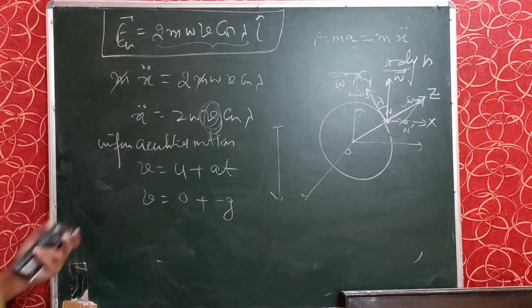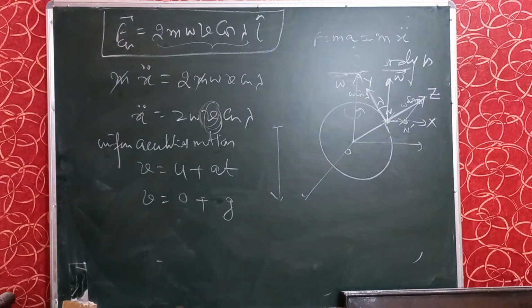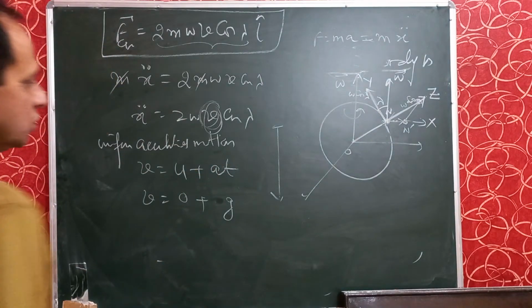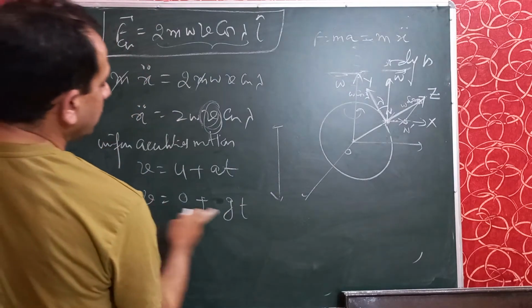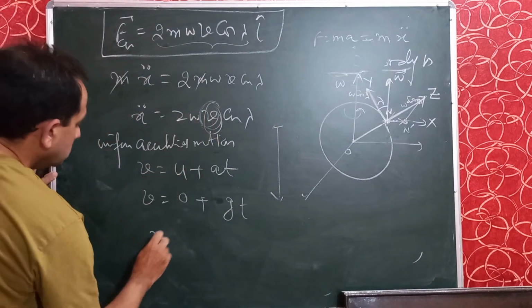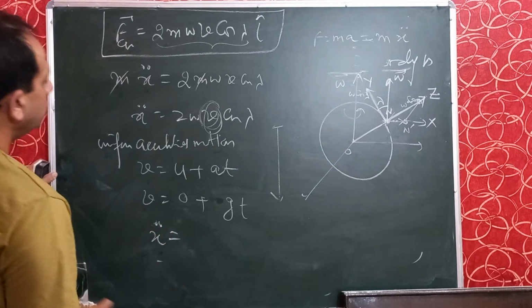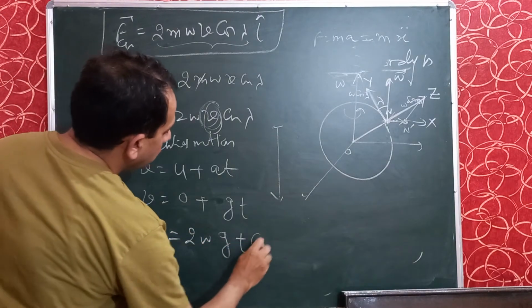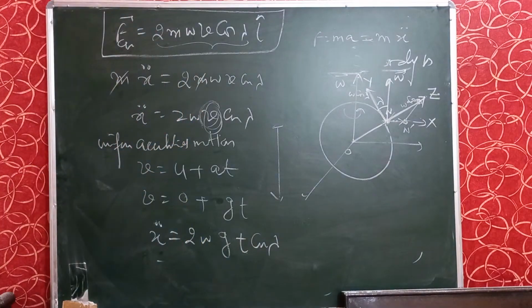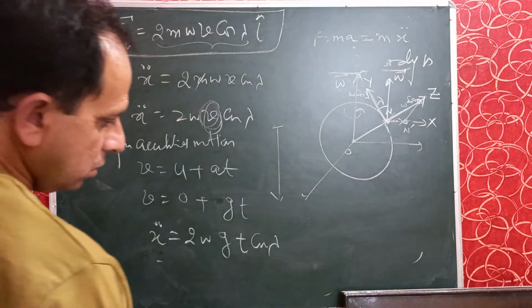Okay. In magnitude it is g, because under gravity it is g in magnitude, and t is t. So this v can be written as gt here. Therefore, what is the value? We will get x double dot is equal to 2 omega gt cos lambda.